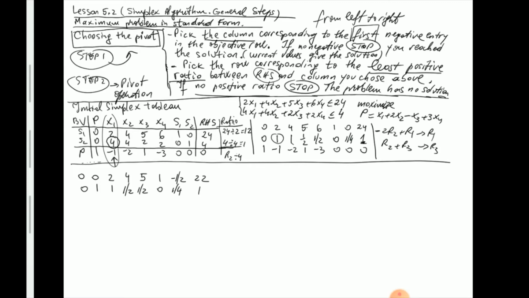And now add the pivot row to the last row. Row 2 plus row 3. 1 plus 1 half. Minus 3 plus 1 half. Let's do a little scratch paper. That's going to be minus 6 plus 1. That's minus 5 over 2. 0. 1 over 4. 0 plus 1. Okay, we're done one pivot operation.